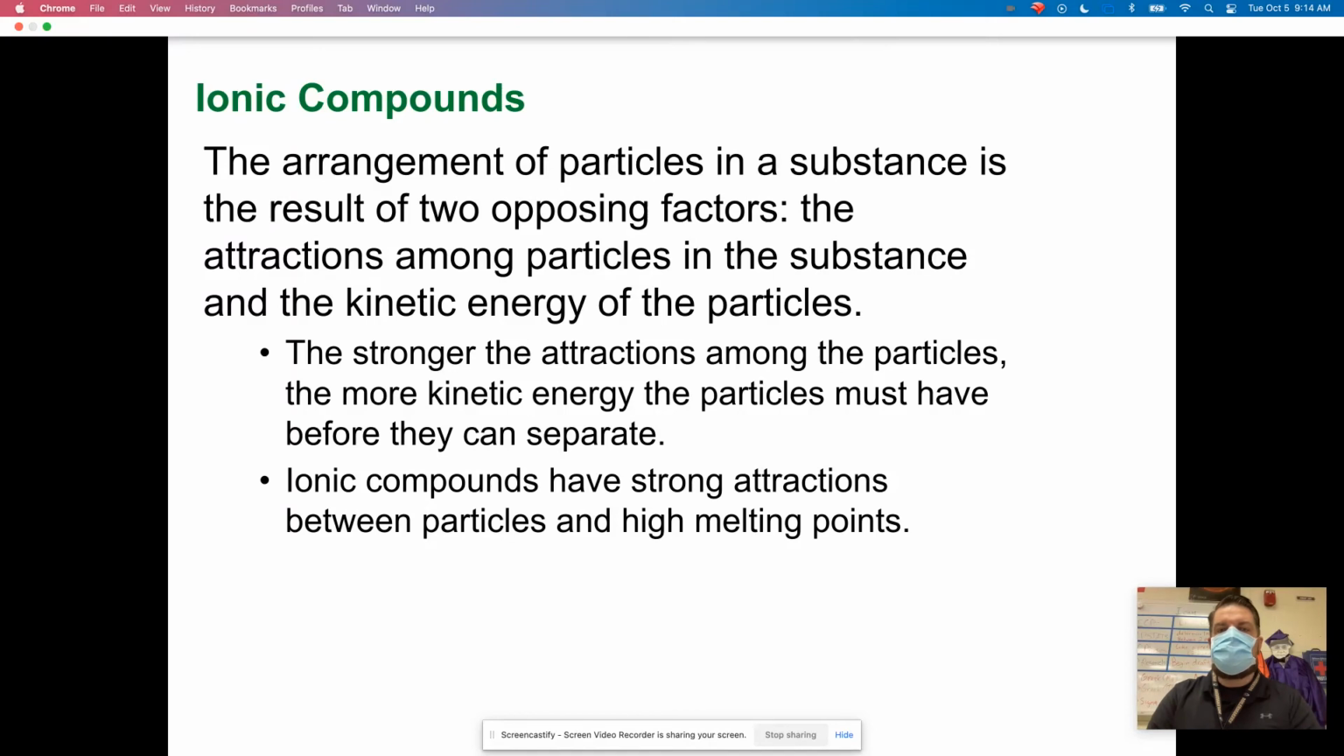So the arrangement of particles in a substance is the result of two opposing factors: the attractions among the particles in the substance and the kinetic energy of the particles. So this is very similar to phase, but you're dealing with more than one atom. The stronger the attractions of the particles, the more kinetic energy the particles must have before they can separate. Right? So you just picture something kind of being held together by a force or attraction. And the more they're held together, the harder it is to pull them apart. But it's the movement, the kinetic energy. I've got to keep moving to break them apart. So ionic compounds have strong attractions between the particles and high melting points.